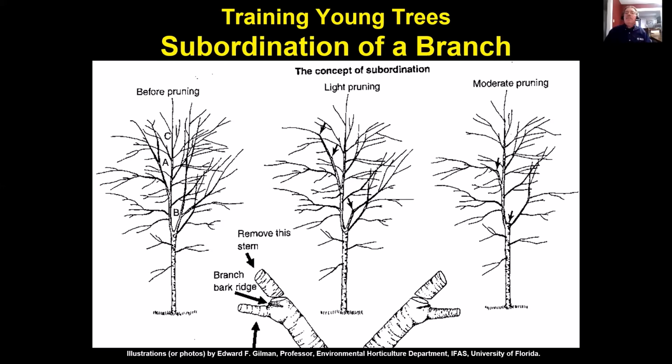I'm going to go with the light pruning because it still looks good, right? The other one tells me I'm not going to get back to this tree for 5 to 8 years. I better go ahead and make that cut and take a little bit more. As long as the plant's healthy, sometimes taking a little bit more isn't going to hurt it.